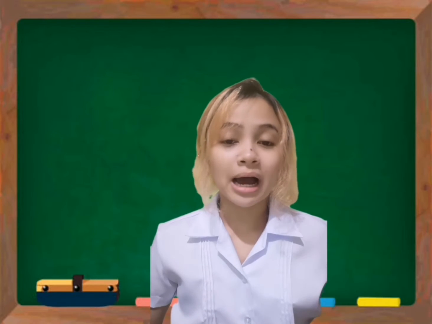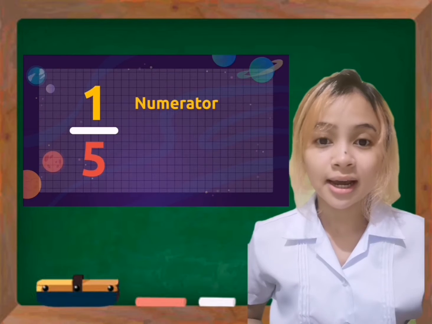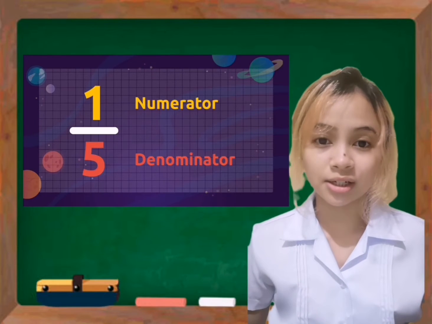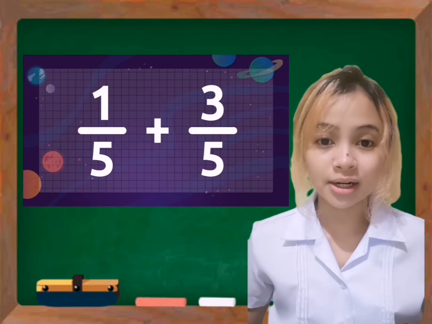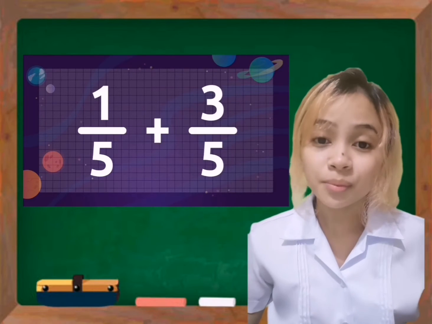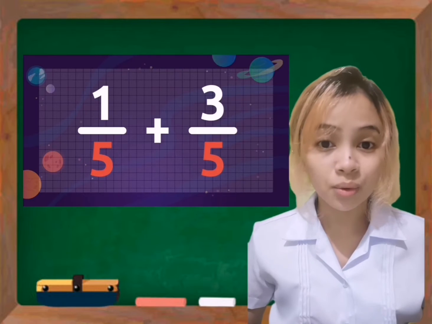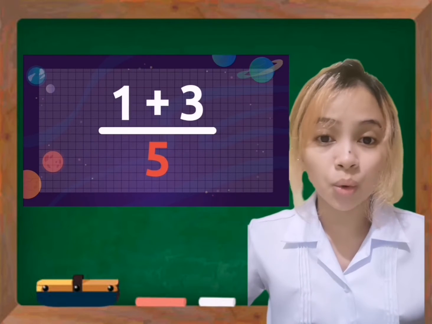First, I will show you how to add similar fractions. In similar fractions, it is very easy. We just add the numerators and leave the denominator. We just copy the denominator, and the numerators are the ones that we are going to add.